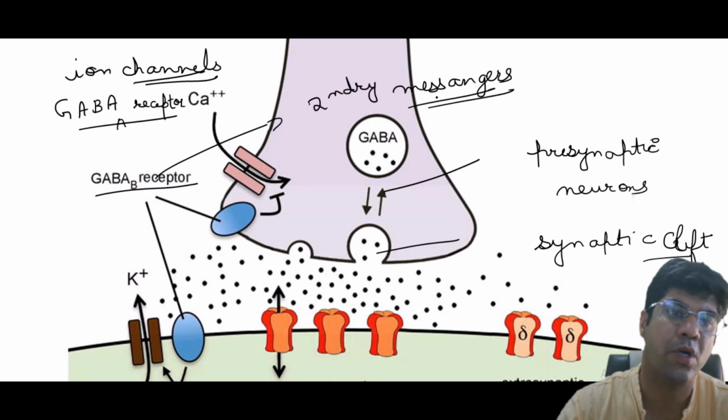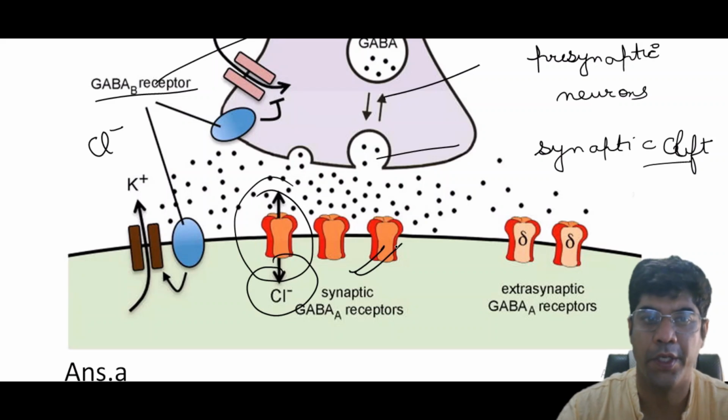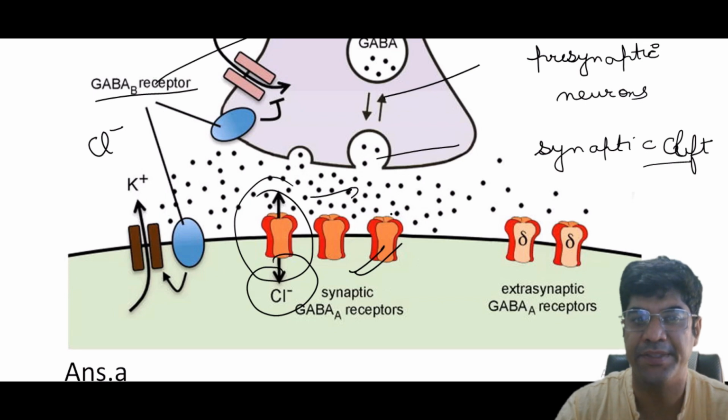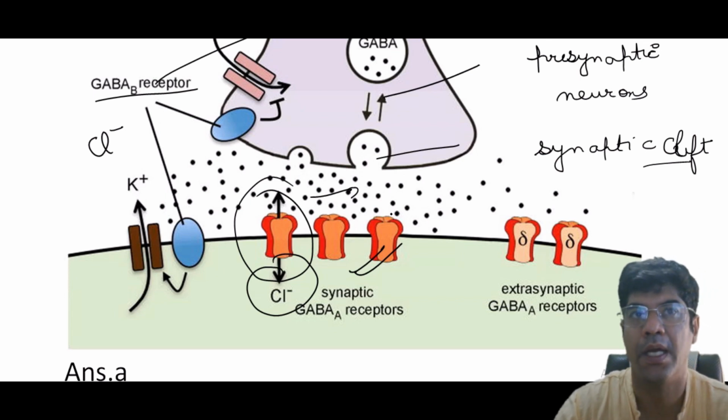When GABA binds to GABA A receptors, it causes ion channels to open, allowing chloride ions to flow into the neurons. The influx of chloride makes the inside of the neurons more negative, hence hyperpolarizing it. This hyperpolarization makes it less likely for neurons to fire an action potential, thereby inhibiting the neuronal activity.